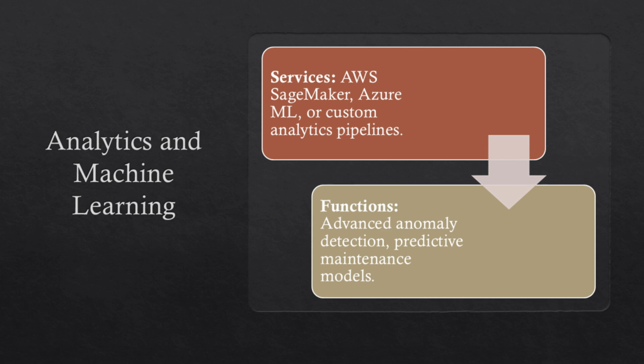Advanced analytics and machine learning are critical for extracting actionable insights from our data. We leverage services like AWS SageMaker or Azure ML to build, train, and deploy sophisticated models. These tools enable us to perform advanced anomaly detection and predictive maintenance, helping us anticipate issues before they occur and optimize operational efficiency.